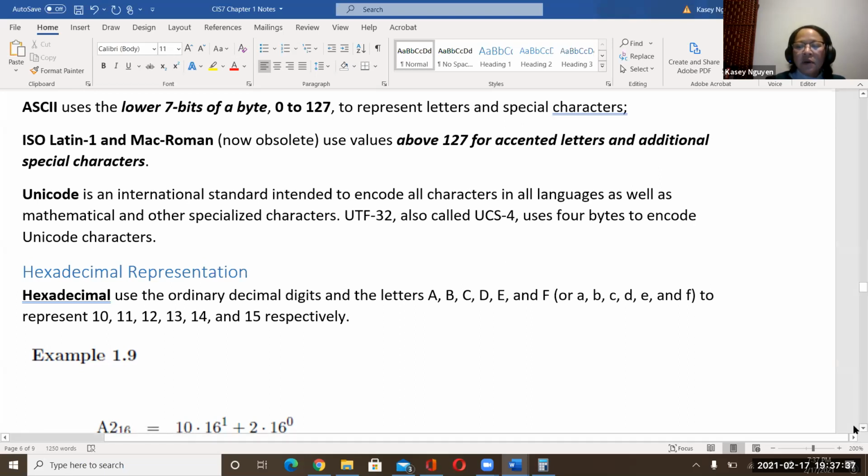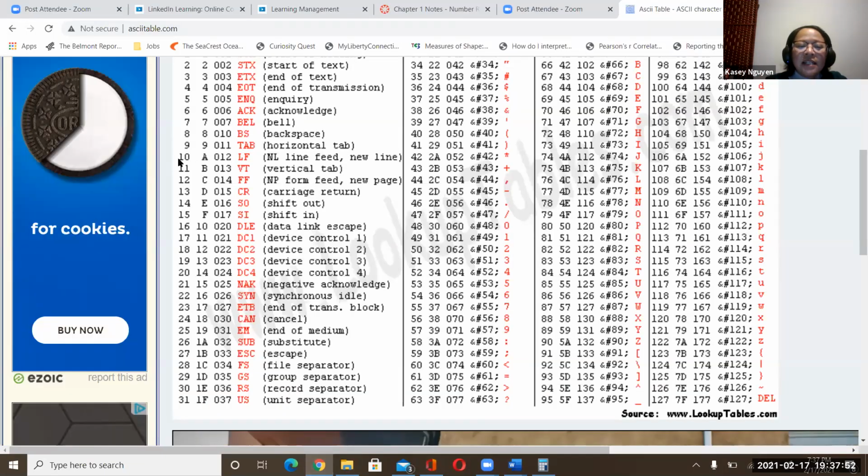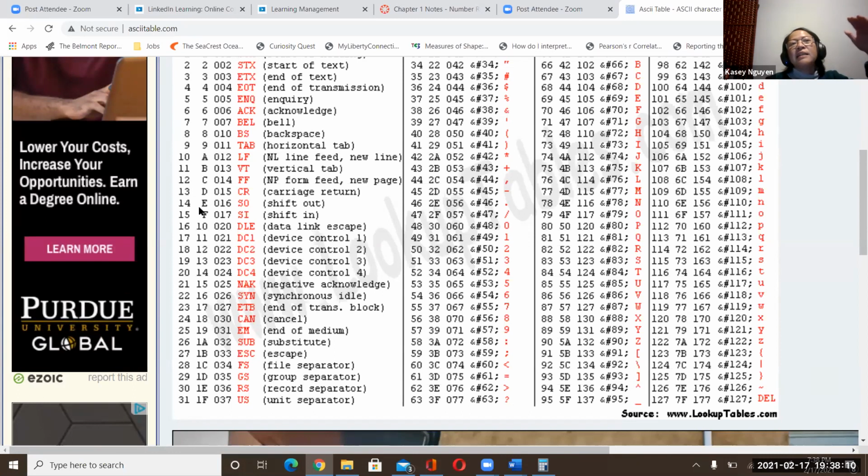In hexadecimal, as you saw on the table, 0 through 9 in decimal is the same as hexadecimal 0 through 9. But when we get to decimal 10, that's going to be A in hexadecimal. 11 is B, 12 is C, 13 is D, 14 is E, and 15 is F. And that completes the 16 values in hexadecimal. It is a base 16 number system.